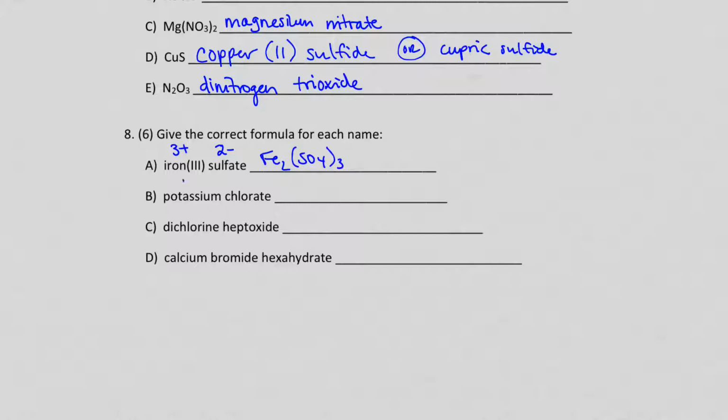Potassium has a charge of 1+. Chlorate, ClO3-, right, has a charge of -1. So we're all balanced already, so all we have to do is write out our cation next to our anion, and we are done.